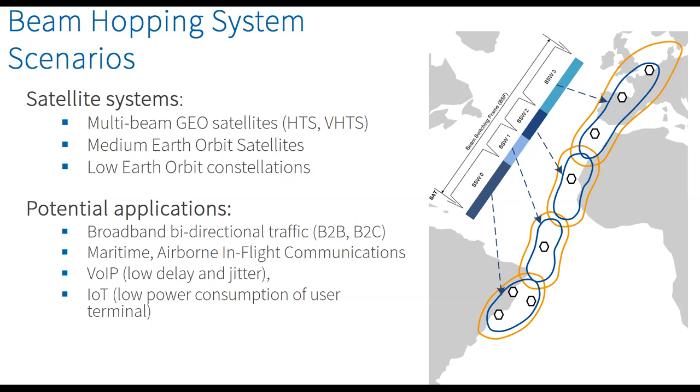And in terms of applications, we are looking at both broadband bidirectional traffic to fixed users, as well as maritime and airborne in-flight communications. In terms of quality of service and requirements on technical aspects such as delay and jitter, voice over IP and applications like IoT are also of high interest. For example, on IoT, the fact that a user doesn't need to listen to or follow the signal all the time is something that beam hopping can accommodate, depending on the duty cycle we have in mind. So overall, these plus different technologies for the payload architecture open up quite a large number of different scenarios, in terms of both the design of a beam hopping architecture and payload, as well as the solutions that both the ground segment and the payload have to accommodate.